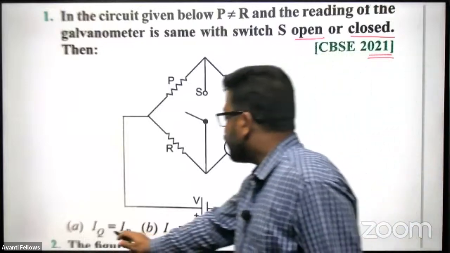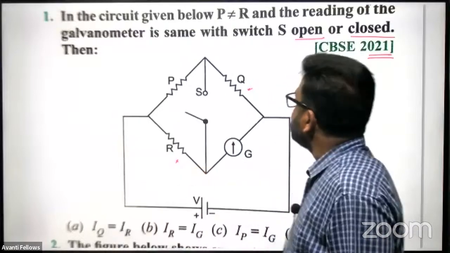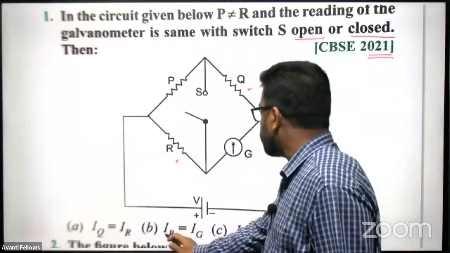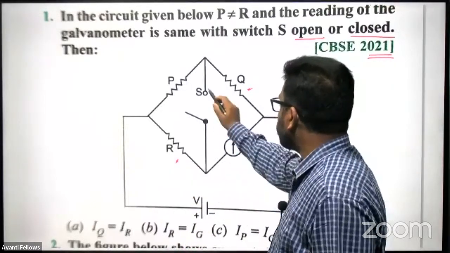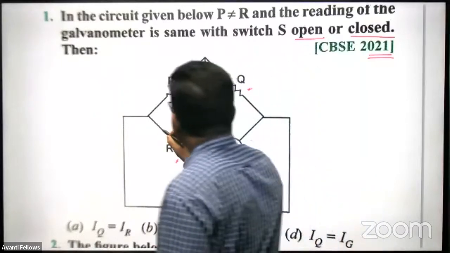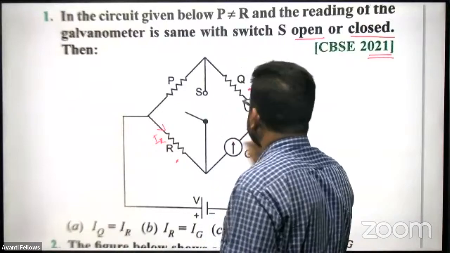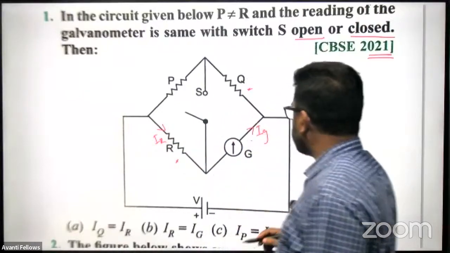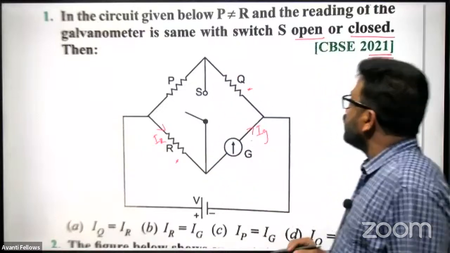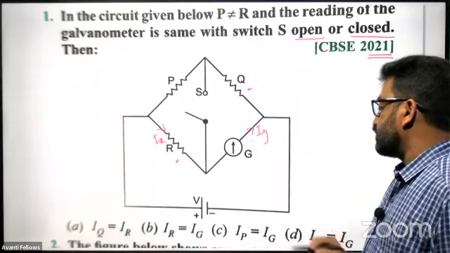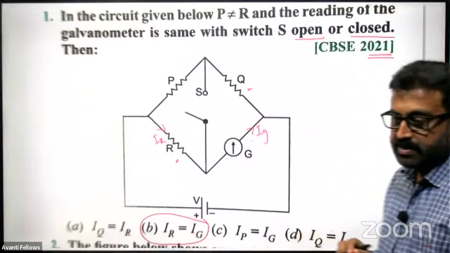Which of the options are correct? First option is IQ equals IR. IQ means the current here, that is equal to IR. Need not be. Then the second option is IR equals IG. That means no current is flowing through this one. IR is the current through R, and this is IG. Current through R equals current through G. That means no current is deviated through S. So that is the correct option. Option B is correct.